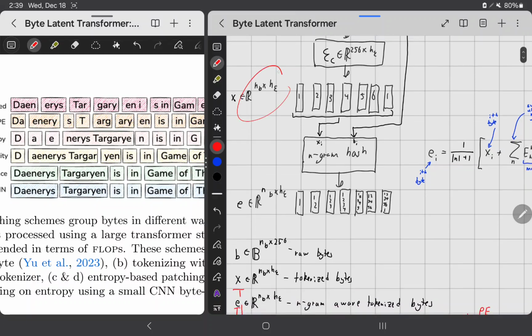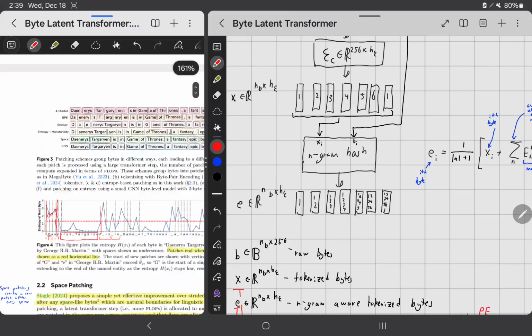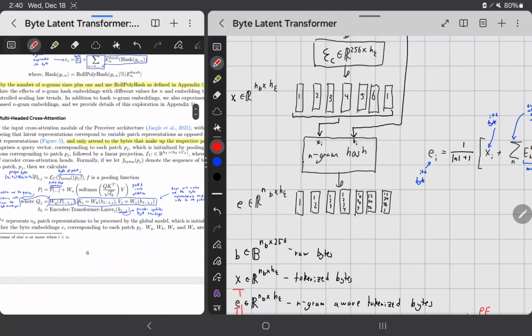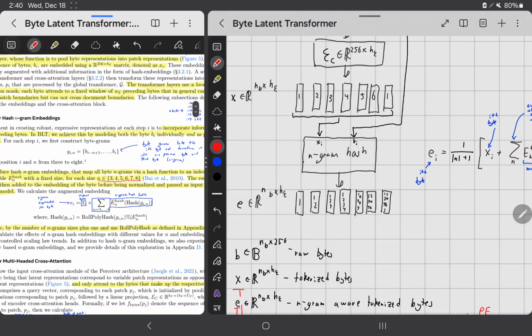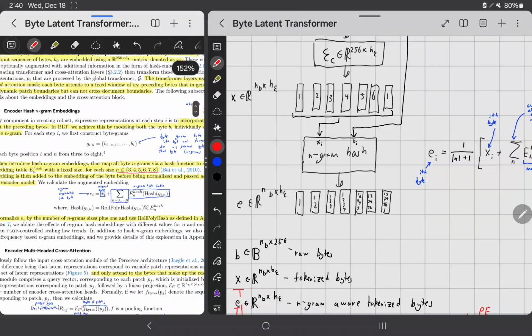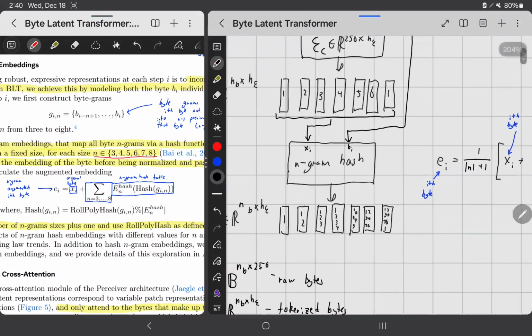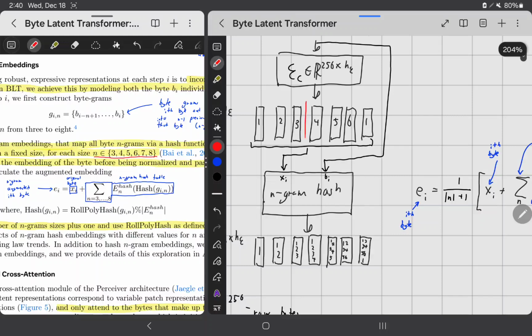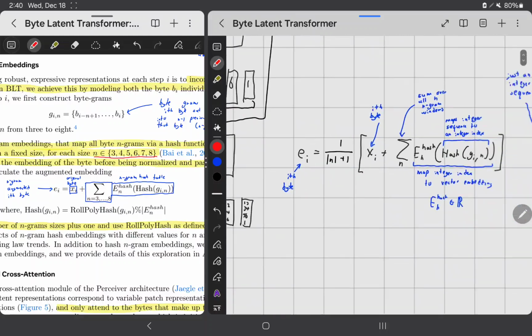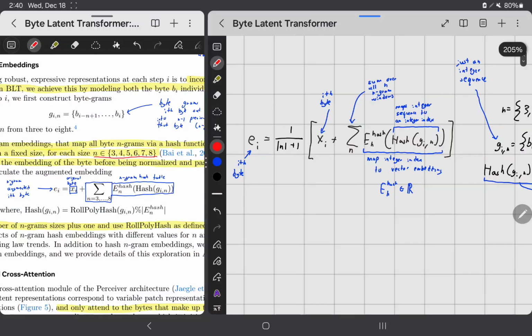Now you can actually directly operate on these, however, these are not informed of their surroundings at all. And they find that it works better if you give it this n-gram information. Let me go to that. So they have this n-gram information that they talk about down here. The idea is we can take, say, token 4, and add some n-gram hashes to it. They do that using this formula here.